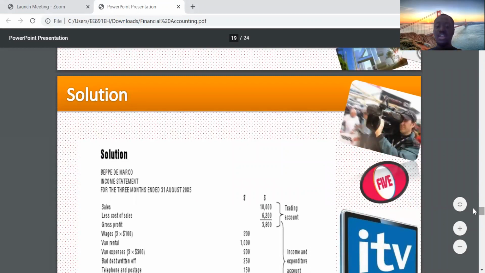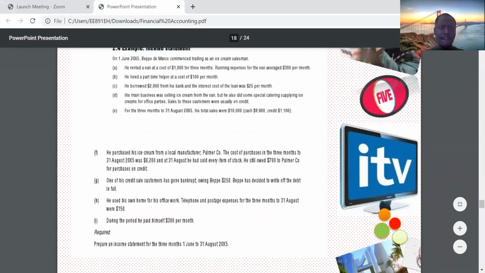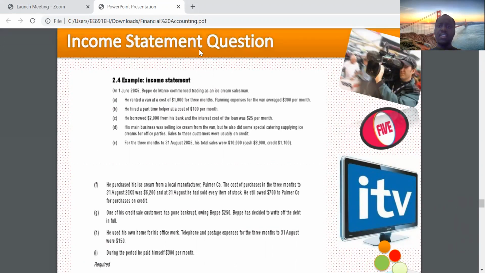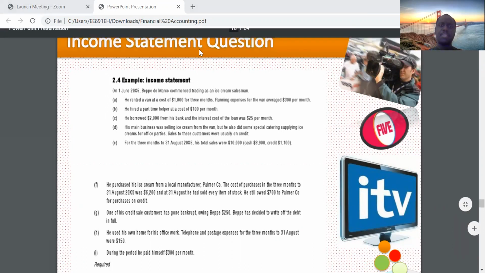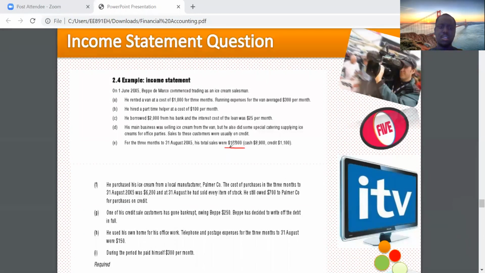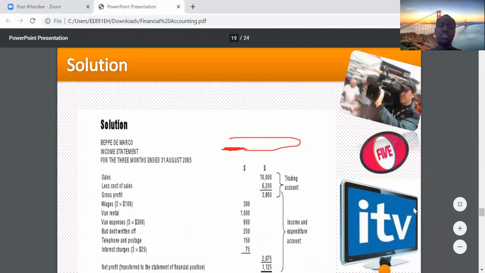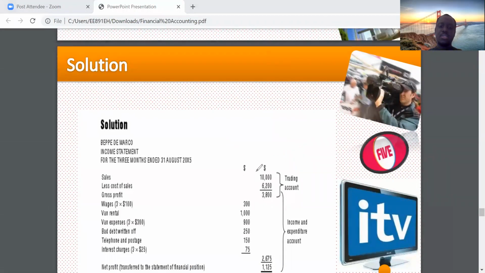So let's move on to the income statement. The income statement will usually start with your sales. What will our sales figure be? It says here that for the 3 months to 31st August, his total sales were 10,000, which is cash of 8,900 and credit of 1,100. Remember, the accrual concept allows credit transactions. So we take the full 10,000 and we record it. If you go to the solution, you should see the 10,000 right here.